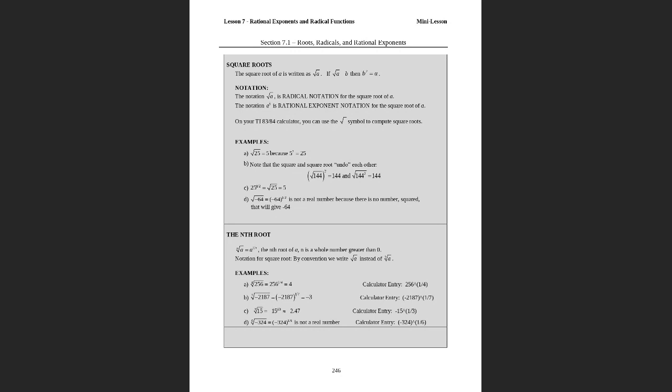For square roots, many of us are familiar with square roots. If you look at this, we have the square root of a. So the square root of a equals b. If we have that, then what does this mean? I'm going to go to the whiteboard and then we'll talk about this a little bit. So square root of a equals b.